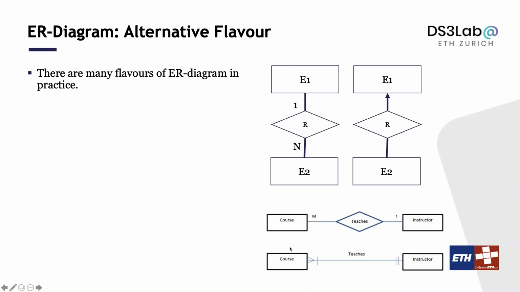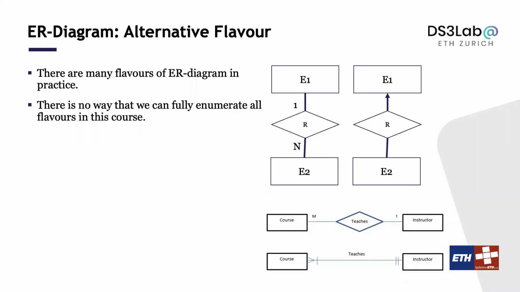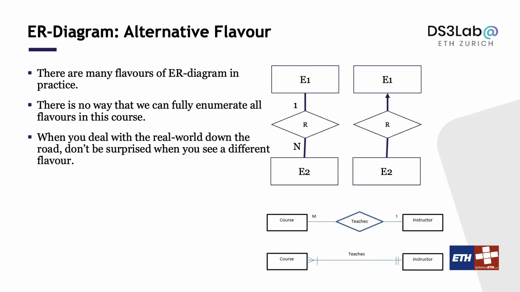And sometimes people use this type of notation, where you have these three different lines as the many part, and you have this one as the one part. If you look at this, there's a many-to-one relationship from course to instructor, right? So sometimes you see different flavors in practice, and there's no way we can enumerate all of them.